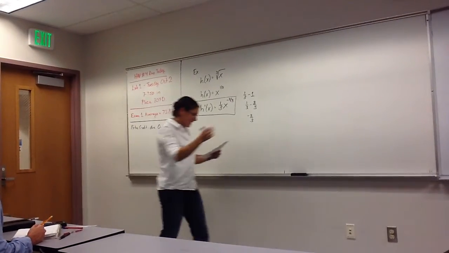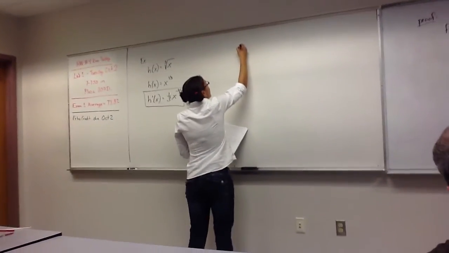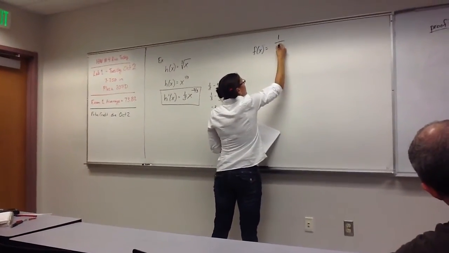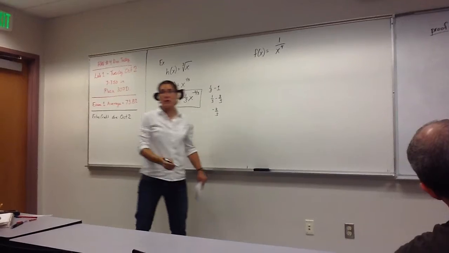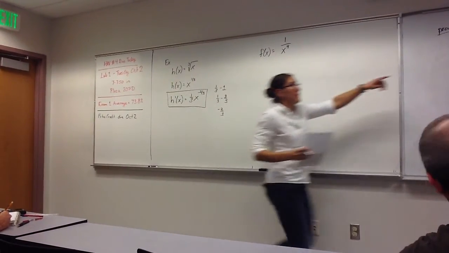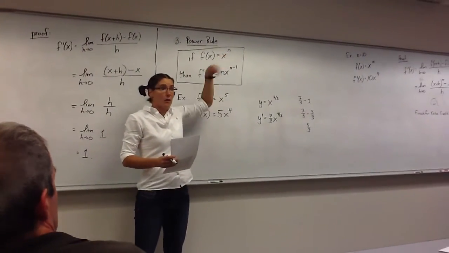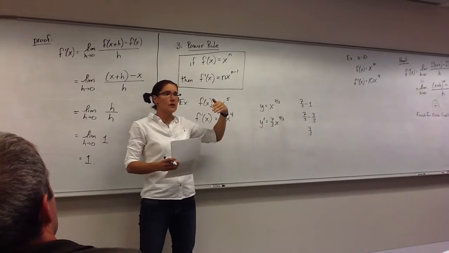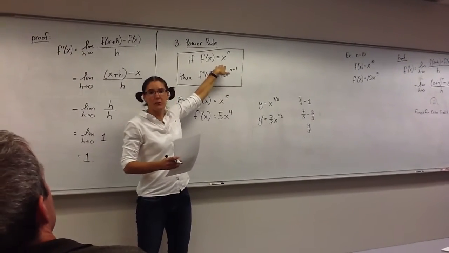Okay, one more example of these. If I have f of x is equal to 1 over x to the 4th, notice that my power rule only applies when I have x raised to a power, not when I have some kind of a fraction going on. Okay? So 1 over x raised to a power doesn't fall under the power rule.